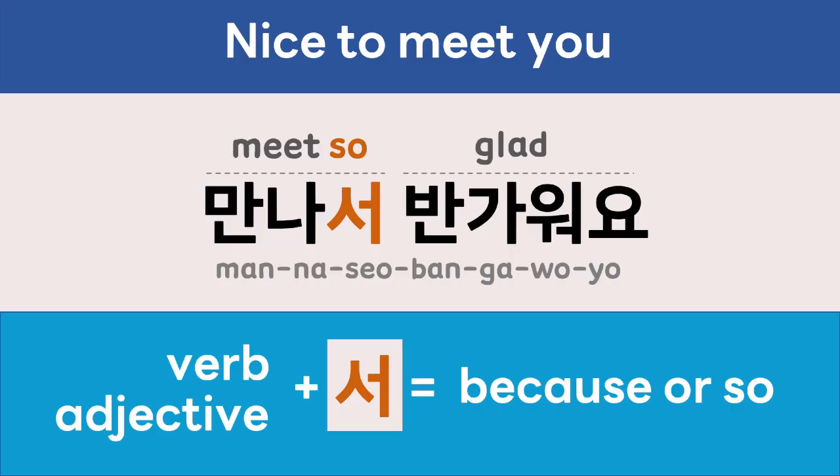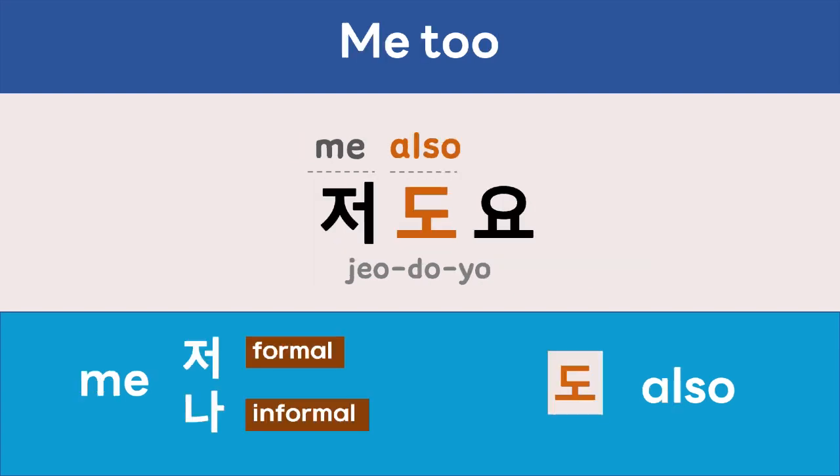Nice to meet you. 만나서 반가워요. Verb combine 서. Me too. 저도요. Formal speech: 저. Informal speech: 나. 도 means also.